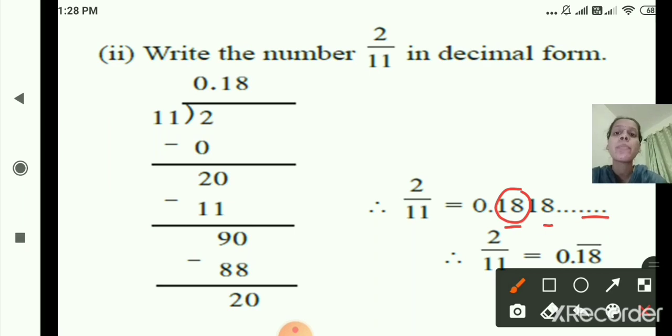So what you will do, instead of writing it again and again, you will draw a horizontal line on that number, on the group of numbers, okay? Here single digit is not repeating. If a single digit is repeating continuously, then you will put a point above the number, right? But here a group of numbers is repeating continuously, so you will draw a horizontal line above the number. So this 18 is continuously repeating after the decimal point, so you will just draw a horizontal line above this number, as you can see here.